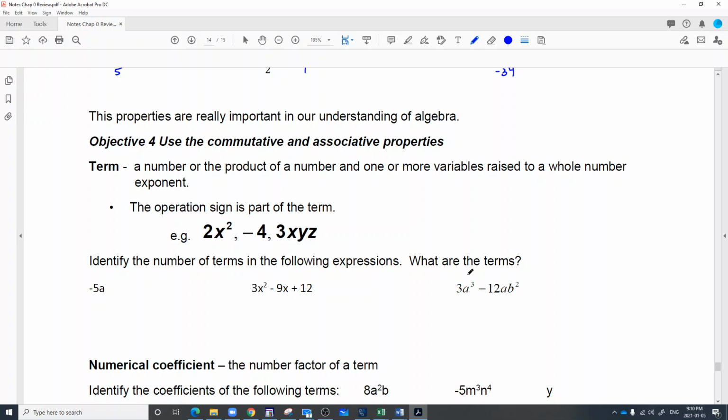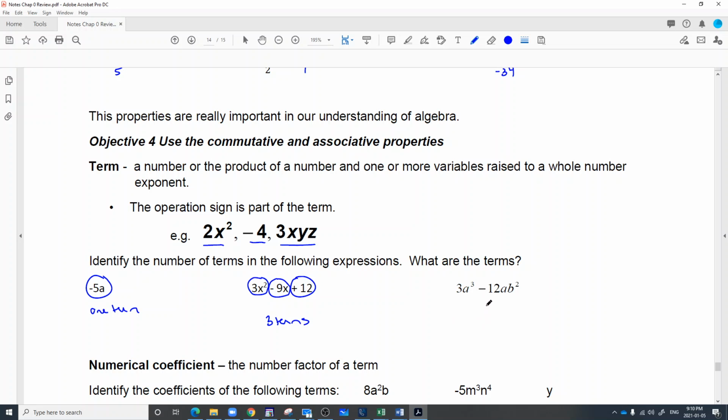What is a term? A term in an algebraic expression is a number or the product of a number and one or more variables raised to a whole number exponent. So for example, 2x squared is a term. -4 is a term. 3xyz is a term. If I look at this expression here, I have one term. So this is one term. Here, I actually have 3 terms. The first term being 3x squared, the second term being -9x, and the third term being +12.